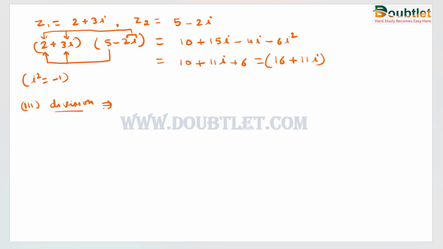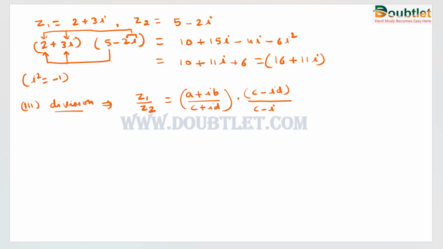So division is just like the inverse of multiplication. Suppose we need to divide z1 by z2. We can write this as a plus iota b divided by c plus iota d. Now we cannot break this like in the polynomial system. So what we need to do is multiply by c minus iota d, which is the conjugate.